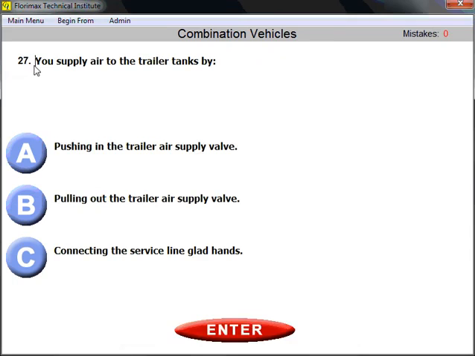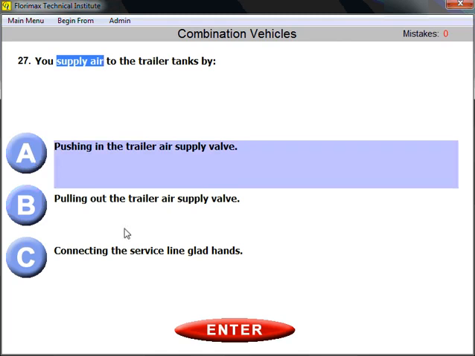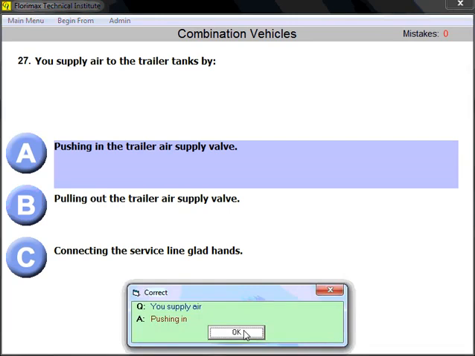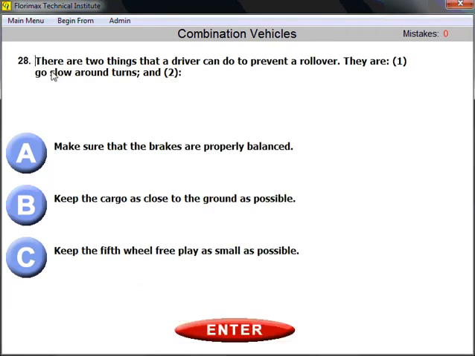Question number 27. You supply air to the trailer tanks by doing what? Again, you just need to remember, if you're not familiar with it, you supply by pushing. Pushing in. Not pulling, not connecting anything. You let the air go to the trailer tanks by pushing in the trailer air supply valve. Actually, this is the red button. Pushing in.